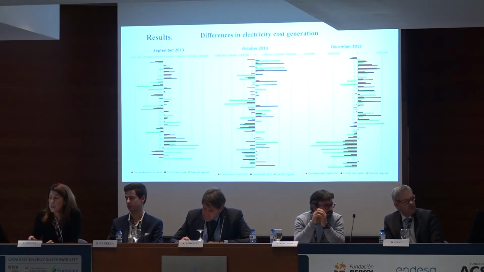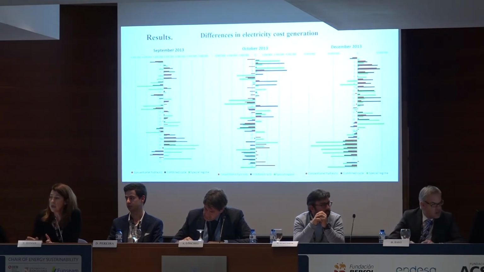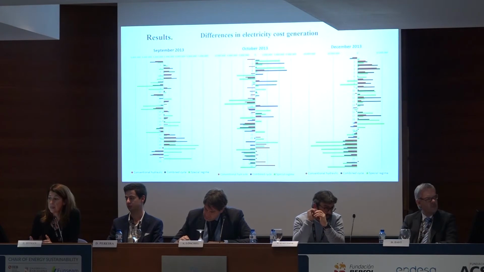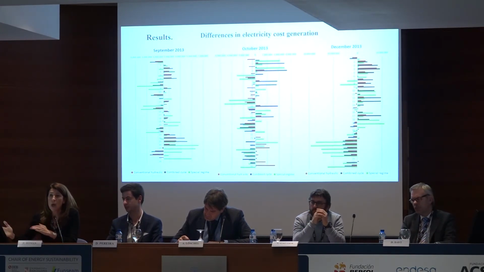So what we think is usual, of course, this is at the end going to be an average. So there will be days that the costs are higher than the average and days that the costs are lower than the average. That's normal, of course. The first thing that we can see is that the green bars are large, right? So maybe we can say that the special regime technologies have more variability than the others, right?